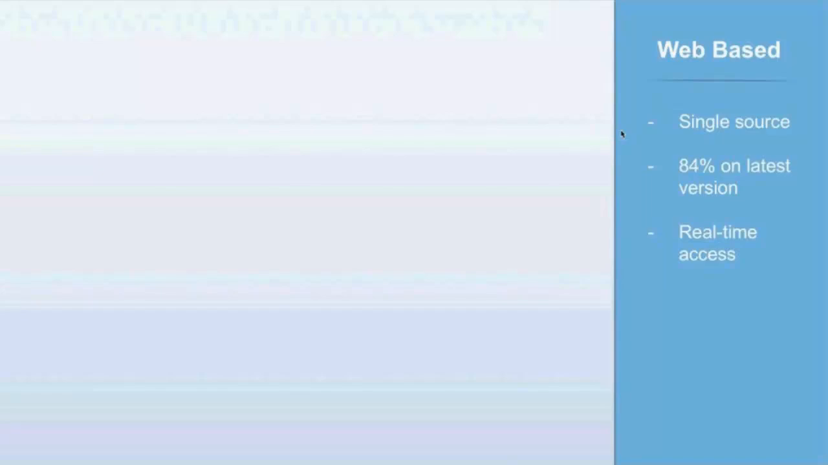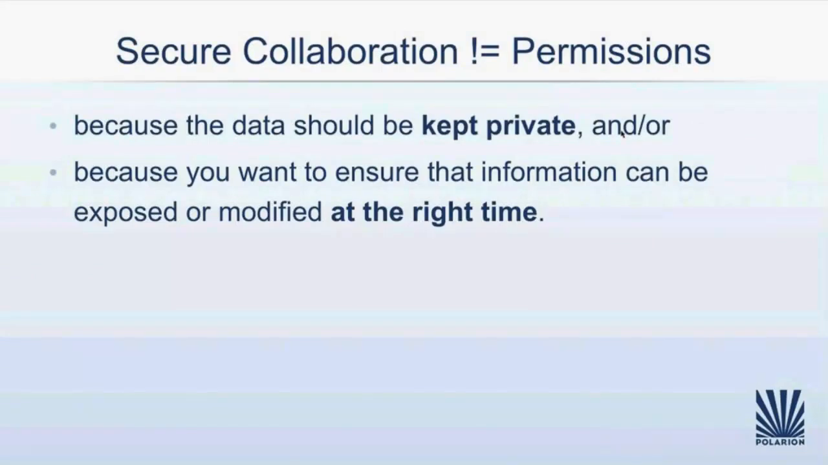I just recently checked the statistics: the market adoption of the latest iOS operating system on the latest iPhone was 85%. With Polarion, our statistics say that 84% of our customers are running the latest version of our system. Being web-based enables easy rollout, but also real-time access and collaboration. But what we do differently, what we think is really more unique, is that we bring security into the collaboration. When we speak about secure collaboration, it's not the same as just permissions, or more; there are 2 primary drivers why our customers have the permissions.